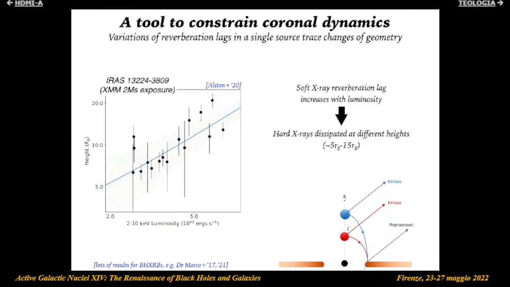And what has been observed is that the time delays get longer as the luminosity of the source increases, which has been interpreted as the height of the corona changing. Now, this has been modeled using a very simple lamppost geometry. Of course, this might be an oversimplification, but in any case, what this is telling us is that the region where X-rays are dissipated changes with luminosity and gets to larger distances as the luminosity increases.